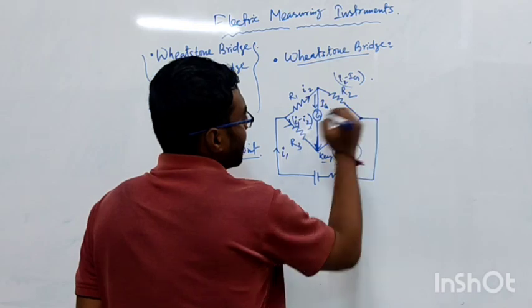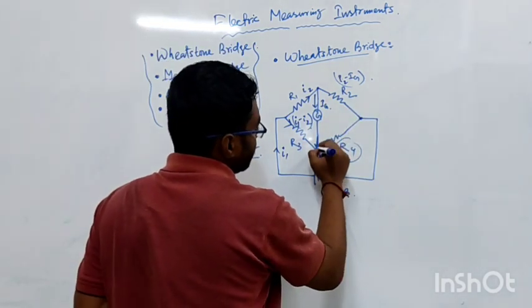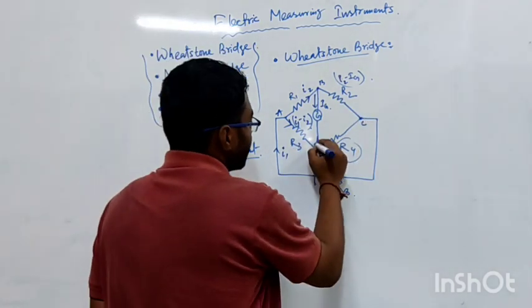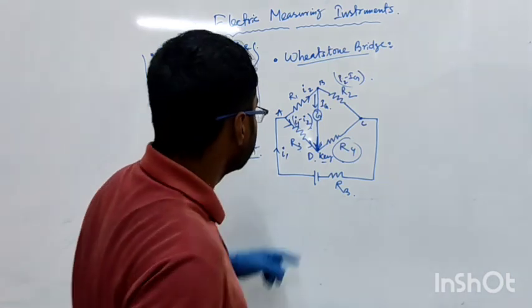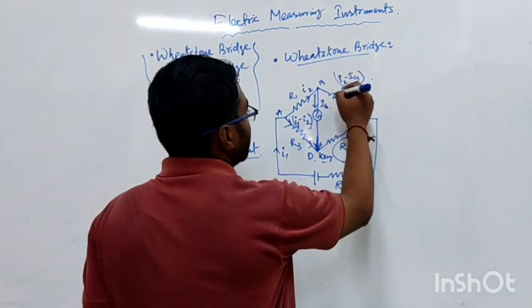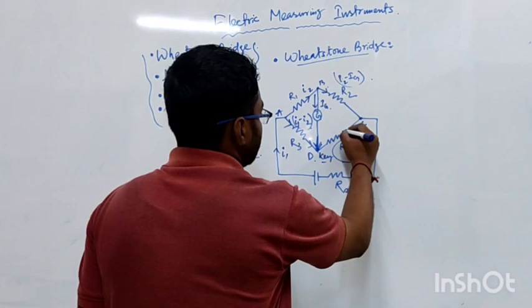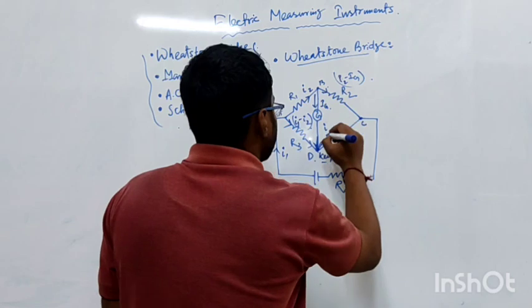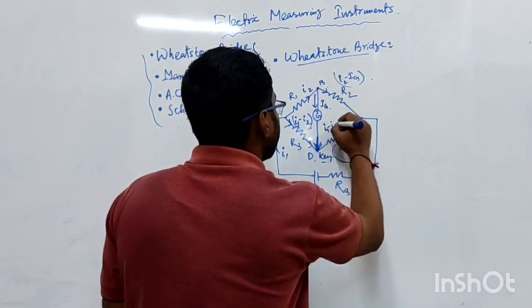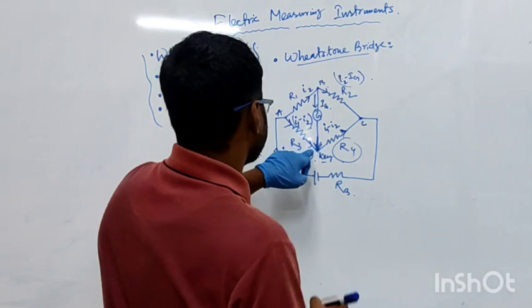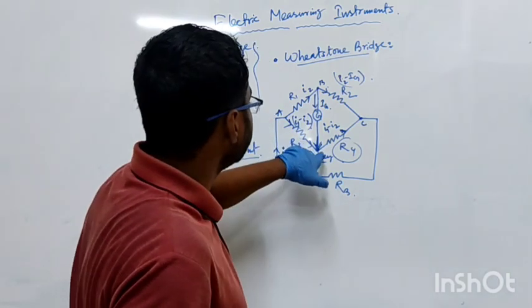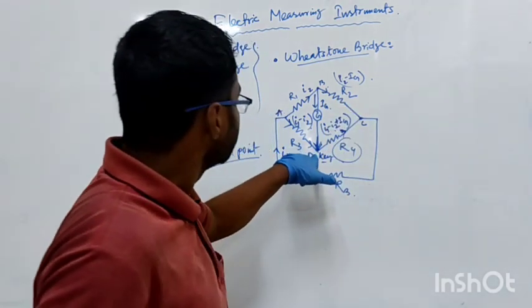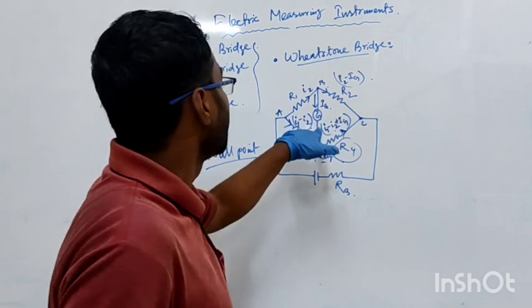Let us consider points A, B, C, D. If we consider point D, the current going through this path will be I1 minus I2. It will divide into two parts, so that path will carry I1 minus I2 plus Ig.